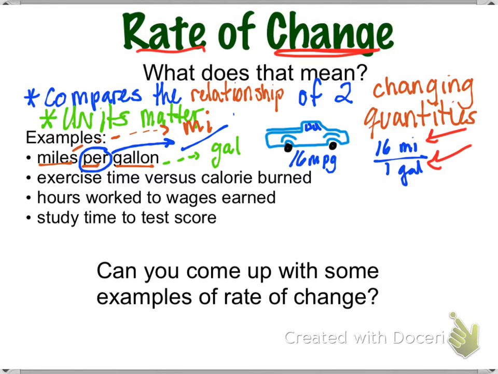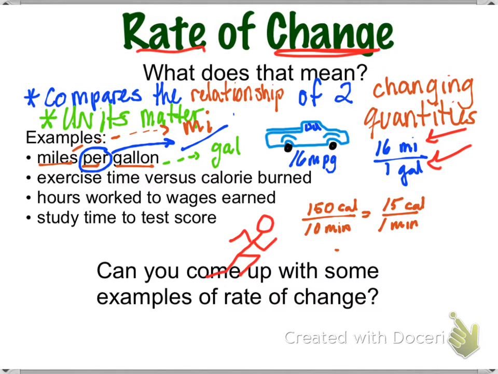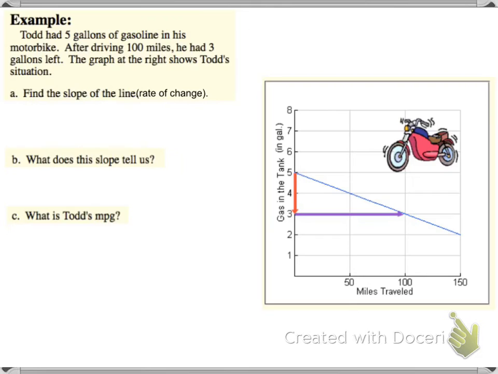Another example would be like exercise time versus calories burned. So if I burn 150 calories in 10 minutes, that's the same rate as burning 15 calories in 1 minute. Obviously, you've burned more if you burn 150 calories rather than 15 calories, but the rate is the same. We would say that's 15 calories per minute. And with rate of change, we're always going to get it to this over 1 value. So if I had 15 over 10, I'd want to divide that and get just a plain old 15.